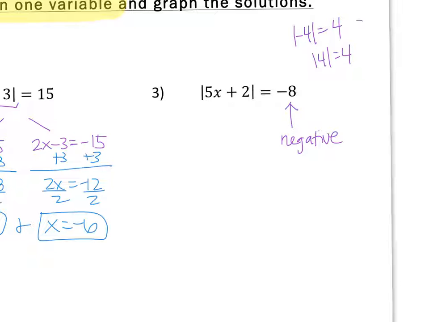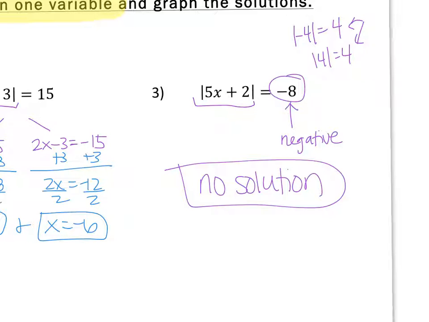We never get a negative solution there, so we shouldn't have a negative equal our absolute value expression. So whenever that happens, just write no solution. There is no possible solution to make that equation true.